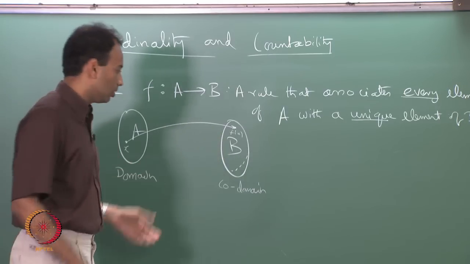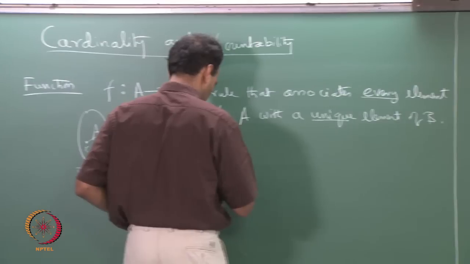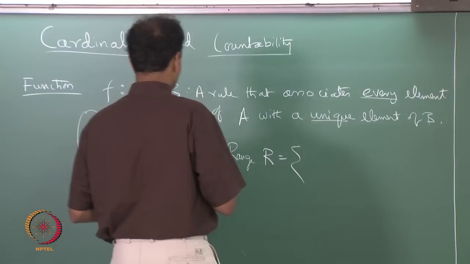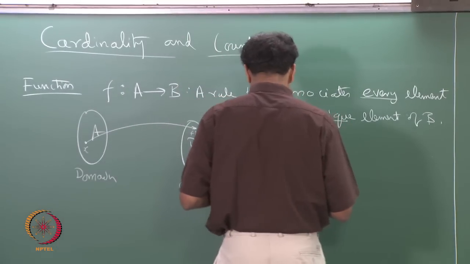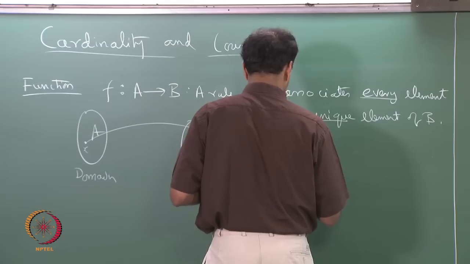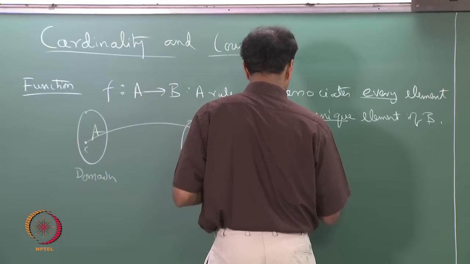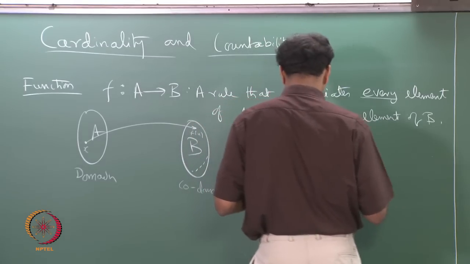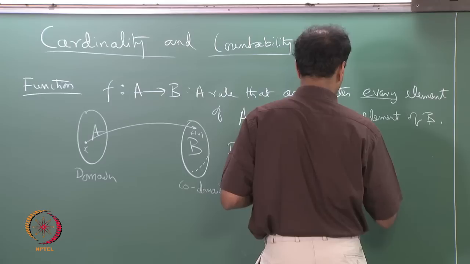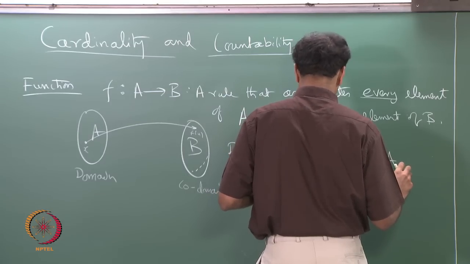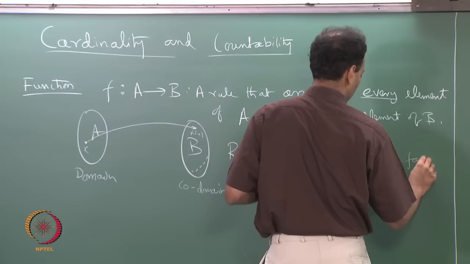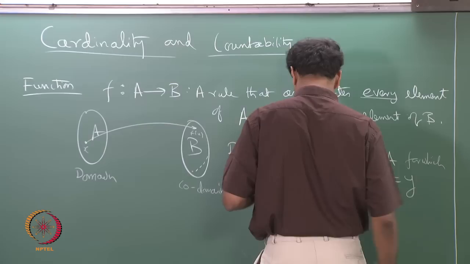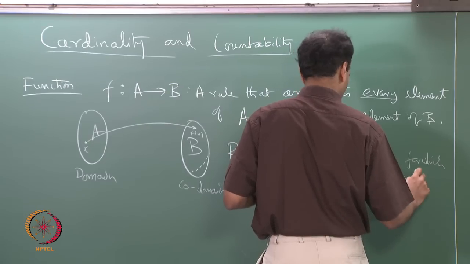So, we will define the range R of the function as the set of all y in B such that there exists x in A for which f of x equals y.